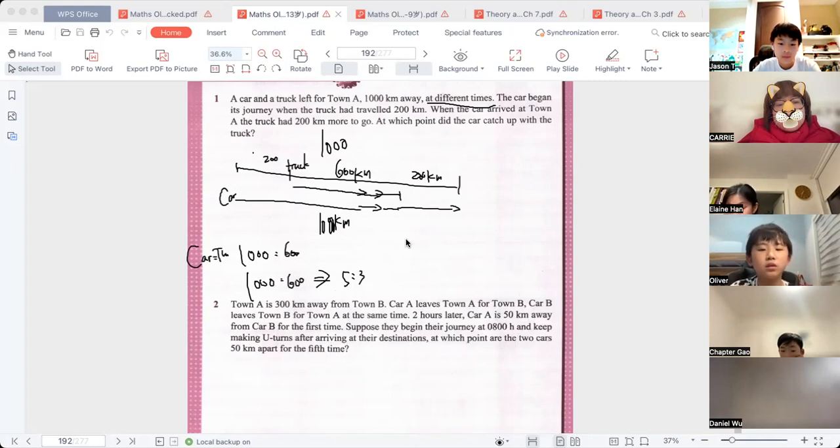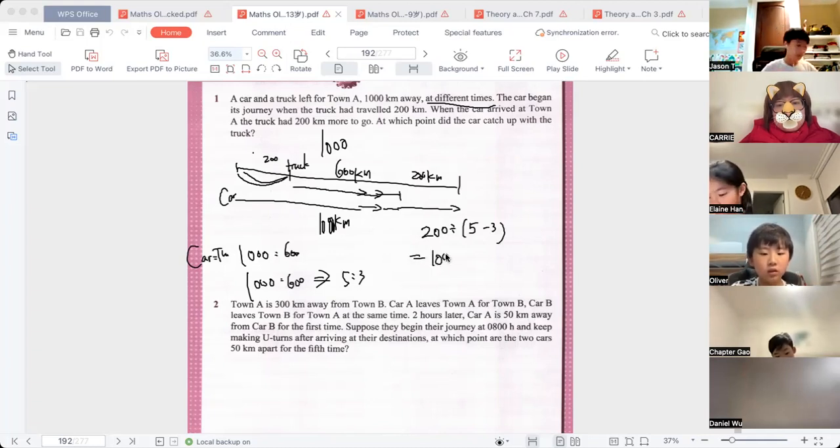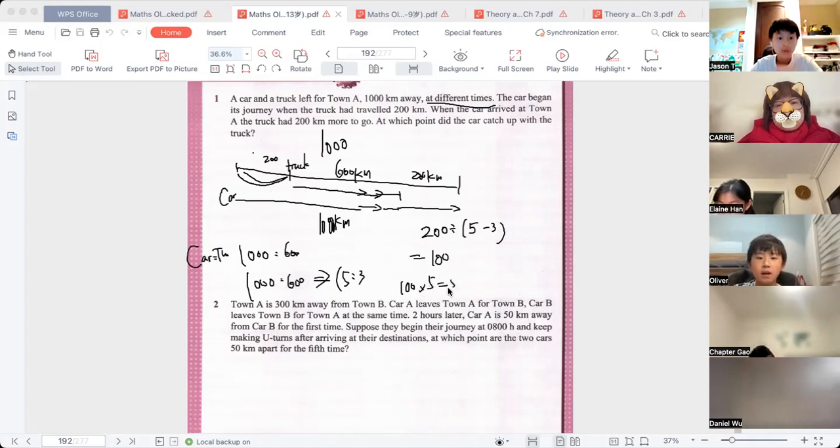So all you need to calculate is: how much time does the car take to catch up with the truck? Why does the car need to catch up with the truck? Because the truck is 200 kilometers ahead of them. Correct? So all I need to do is 200 divided by 5 minus 3. Right? So that equals 100. That is per unit of the hour. So how many hours are they going to take to catch up? So 100 times 5 equals 500.